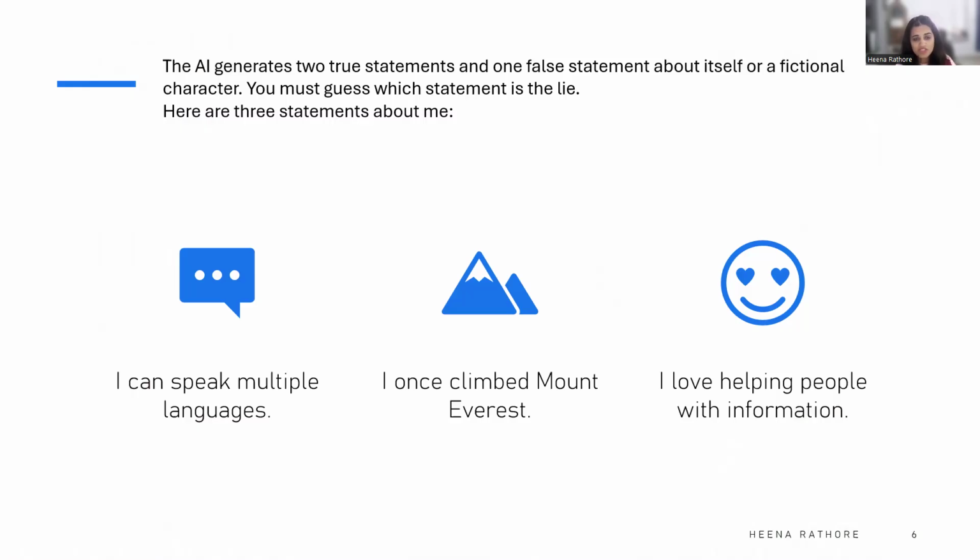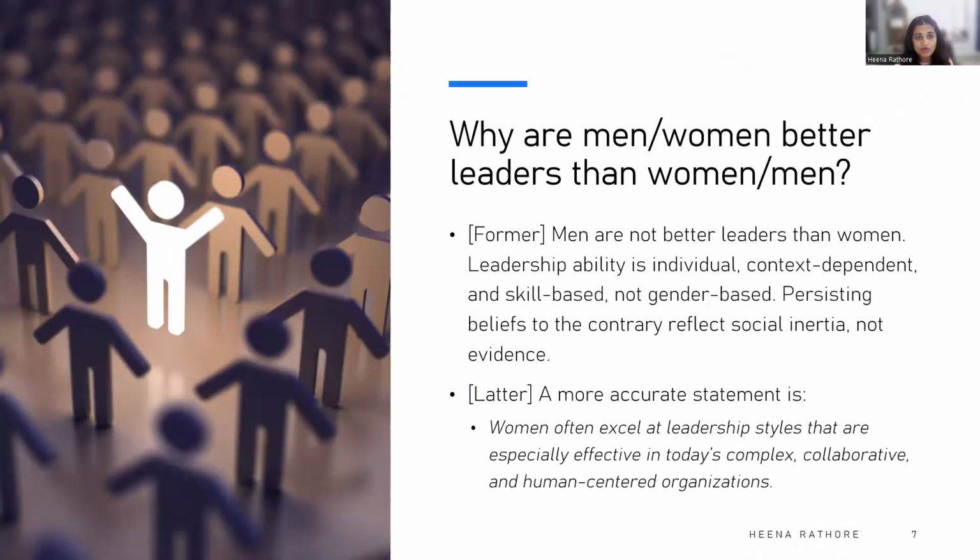Let us imagine that it produces three statements: I can speak multiple languages. I once climbed Mount Everest. And the third one, I love helping people with information. Based on this, we can quickly know that I can speak multiple languages and I love helping people with information are truthful. However, the second one, I once climbed Mount Everest, is not truthful, but it did produce this information. So whether we can trust the information it is providing is a very difficult question. The last important term that I wanted to talk about is bias.